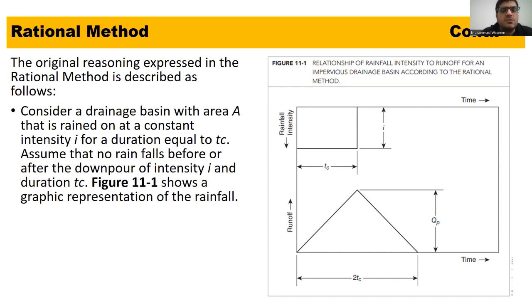And the intensity was constant. There's nothing about the depth of rainfall. We are just saying that the intensity is constant and the duration of that constant intensity rainfall event was equal to the time of concentration, right? So then this is a relationship. So we move towards the next slide.